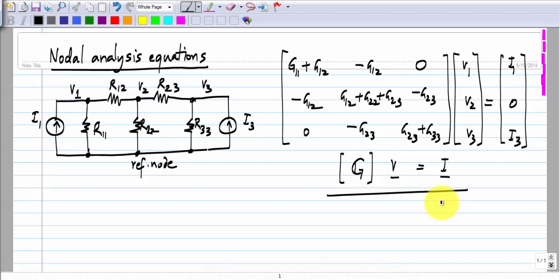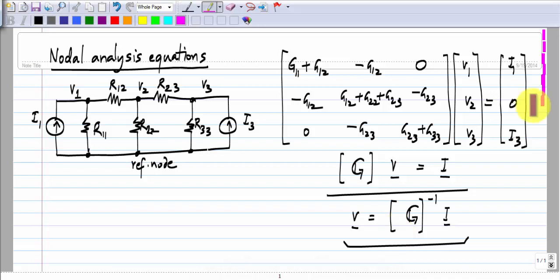So this is the nodal analysis equation setup, and of course we can solve for V by using matrix inversion, with which you are all familiar, G inverse times I. Basically this is saying that we have three simultaneous linear equations in three variables V1, V2, V3, and we solve for it. Okay, when we solve for it we are basically doing matrix inversion.